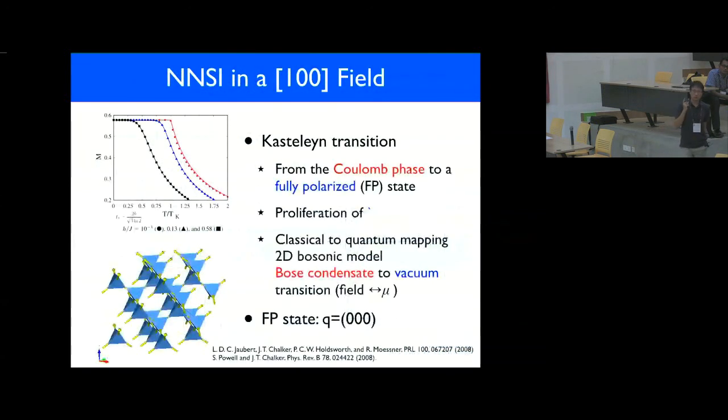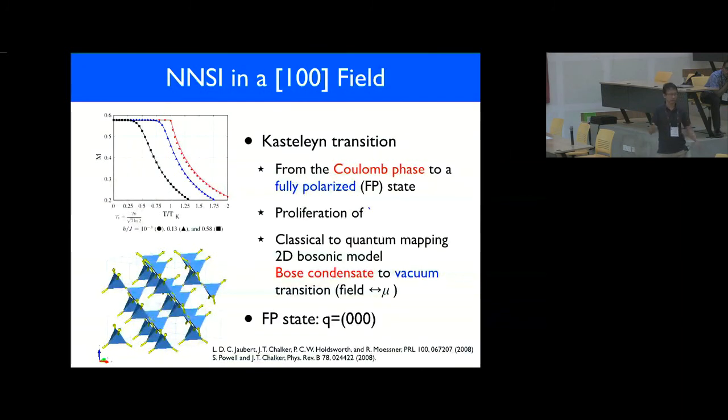If you just take the nearest neighbor, sorry, I just erased that. But if you apply the field on the material in the 100 direction, theoretically you can induce a 3D Kasteleyn transition. Basically, you can start from a Coulomb phase, which is a spin ice phase, and go to an ordered phase, which is a fully polarized phase.